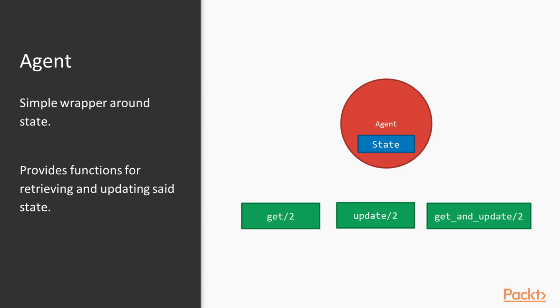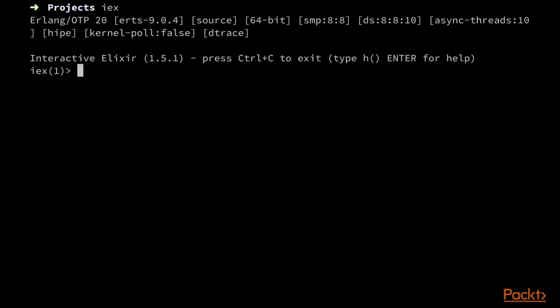An agent is a special OTP behavior that provides a thin wrapper on top of a process state. It allows the manipulation of its internal state via three functions mainly: get, which retrieves the agent's state via a transformation function; update, which sets the new state; and get_and_update, which combines the functionality of the get and update functions in one single call, retrieving the state and updating it at the same time. Let's see how agents work in Elixir.